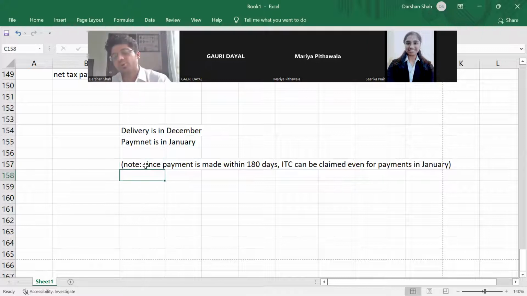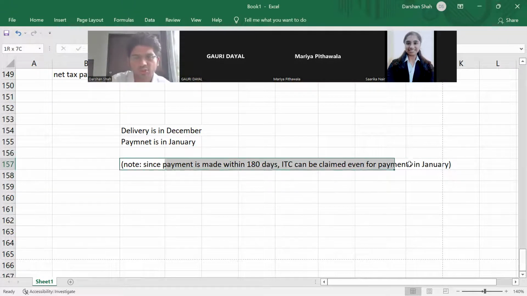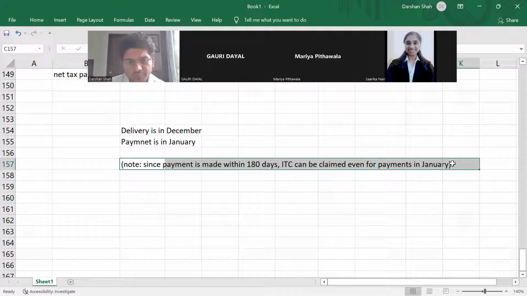The rule we learned is not there for your 21-22 exams. So for you guys, you stick to this rule. Till September 21, this rule is there. Even if payment is made in the next month, you can still claim ITC. Just be sure that the payment is made within 180 days.